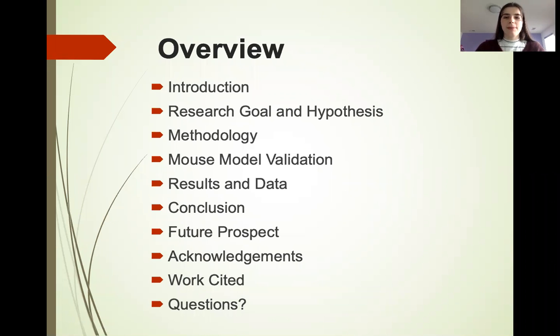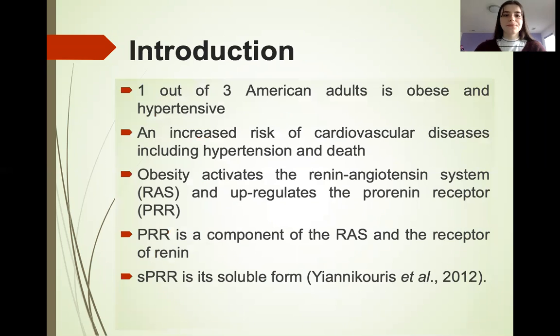So to go over what I'm going to be talking about throughout my presentation, first I'll give a little introduction and background about what obesity is and what sPRR is. Then I'll give my research goal and hypothesis, my methodology, my mouse model validation, my results and data from my experiment, the conclusion, and some future prospects, and then some acknowledgements.